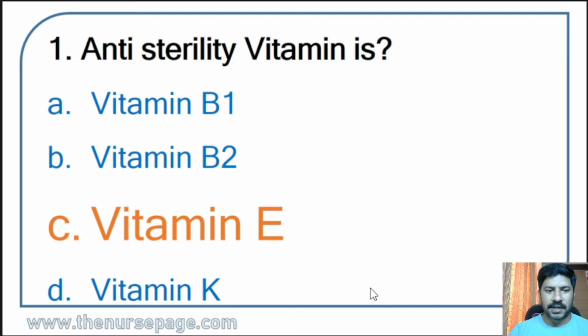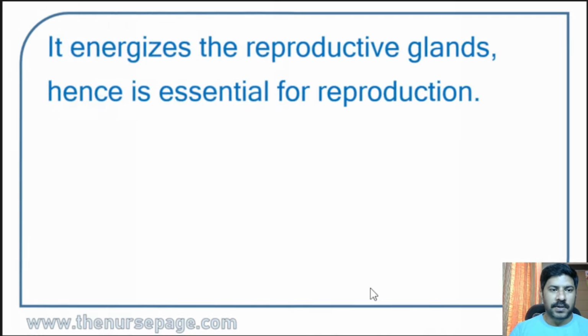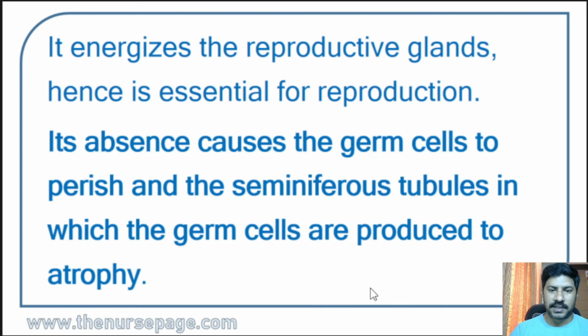Why is it called anti-sterility vitamin? Because it energizes the reproductive glands. Hence, it is essential for reproduction. Usually, it is essential for the growth of testicles and production of sperms. So that is why it is called anti-sterility vitamin. In its absence, germ cells perish and the seminiferous tubules in which the germ cells are produced atrophy. So if vitamin E is low, it will reduce the production of germ cells, which results in decreased sperm cells. So that is why it is known as anti-sterility vitamin E.